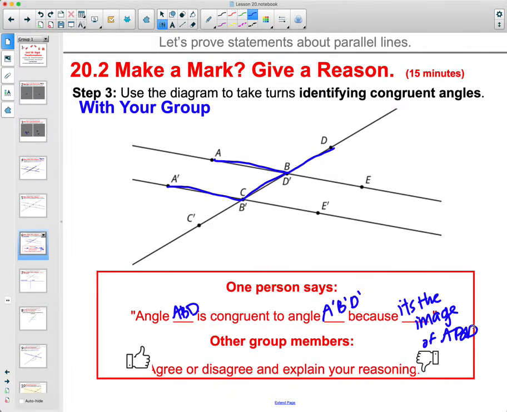Okay, and when we're doing rigid transformation, translation is a rigid transformation, so it preserves the size. So in your group, come up with more, and as you are saying them, one person will say one set, the rest of the group either agrees or disagrees, and then discuss it. So you can pause the video until you've had time to do that.